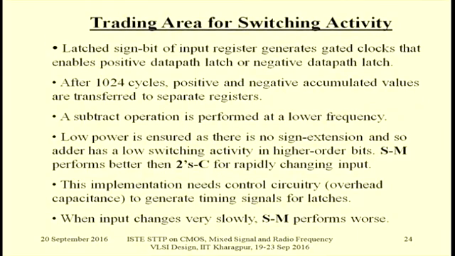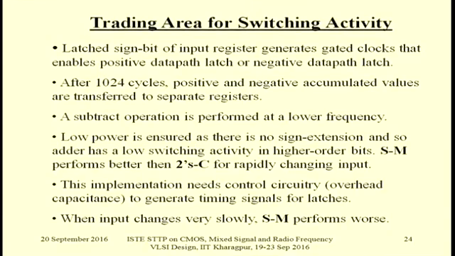So that's what the latch sign bit of the input register does: it generates gated clocks to enable the positive data path or the negative data path. After 1024 cycles, the positive and negative accumulated values are transferred to separate registers, and a subtract operation is finally called for, but at a lower frequency. Low power is ensured as there is no sign extension. That is the chief idea, and so the adder has a low switching activity compared to the previous case in the higher order bits. So sign magnitude performs better than 2's complement for rapidly changing input.